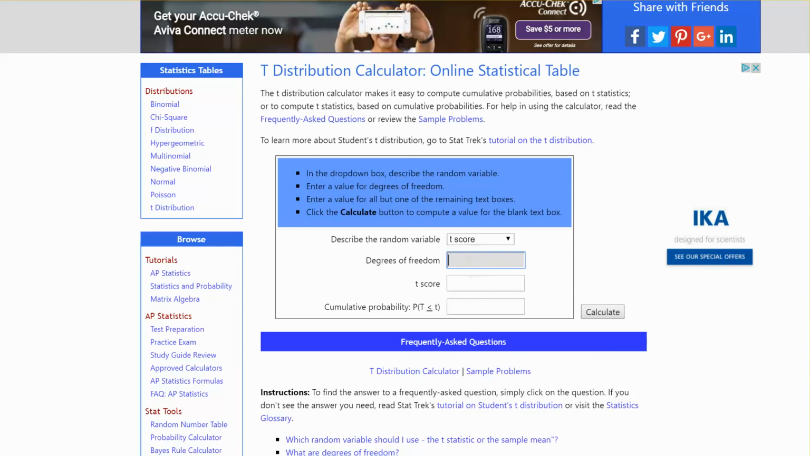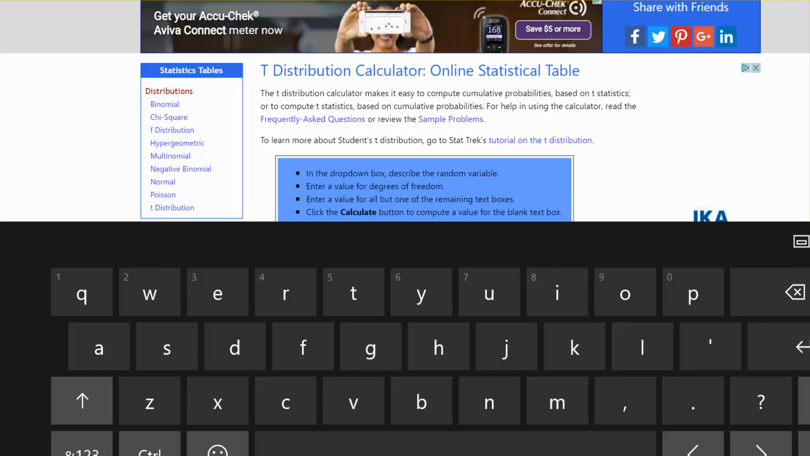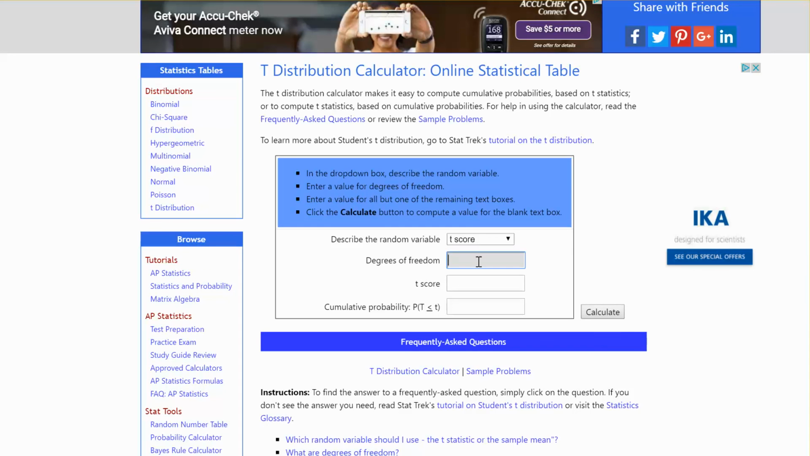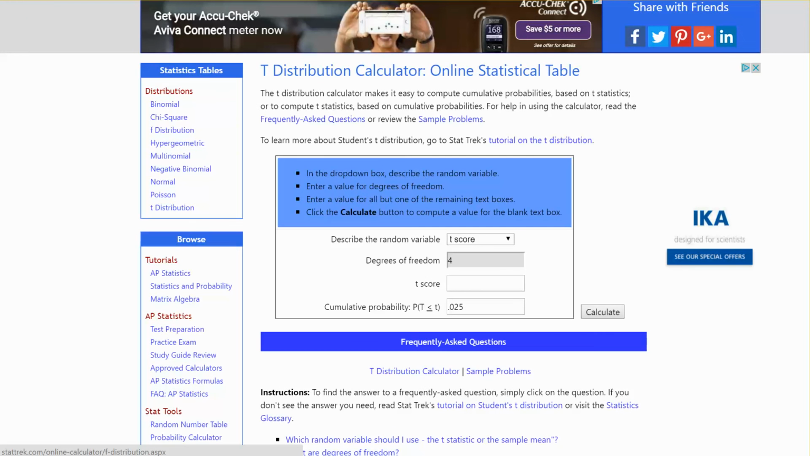and our degrees of freedom in this problem will be 4, because we're using n minus 2 throughout here. So our degrees of freedom is 4. Our cumulative probability, because we're taking alpha divided by 2, we want half of 0.05, so we want 0.025. Okay, and we hit calculate, and it gives us a t-score of negative 2.777. Now that would be the left tail.